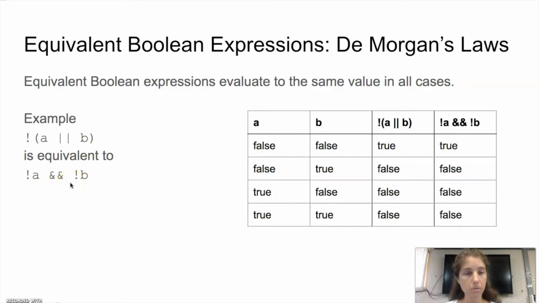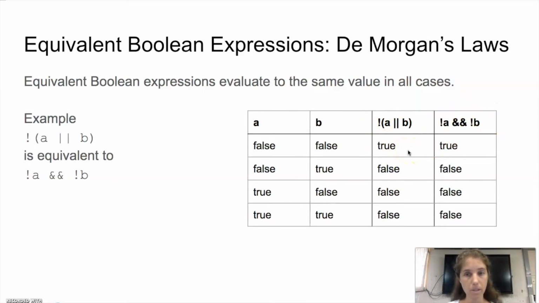And we know that because we can write a truth table. So we have all the possible combinations of A and B, and then we figured out what the value of not A or B is, and also the value of not A and not B. And we can see that no matter what our input is, no matter what combination of A and B we have, this expression is going to evaluate to the same value as this expression.